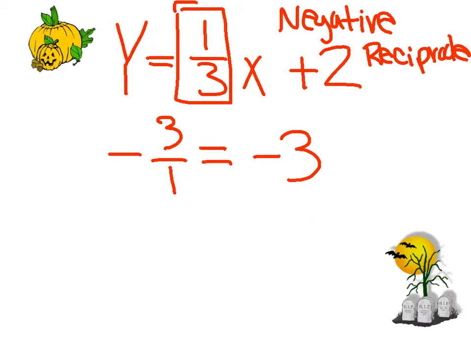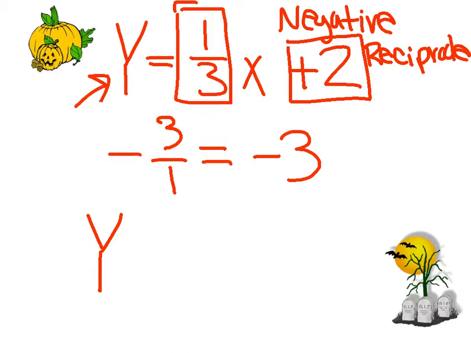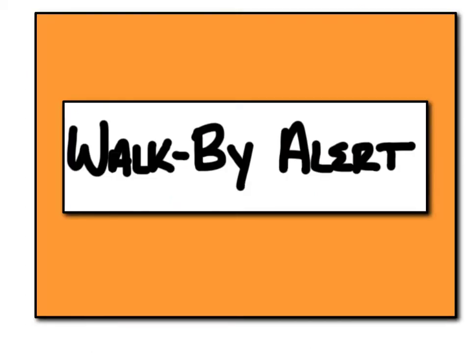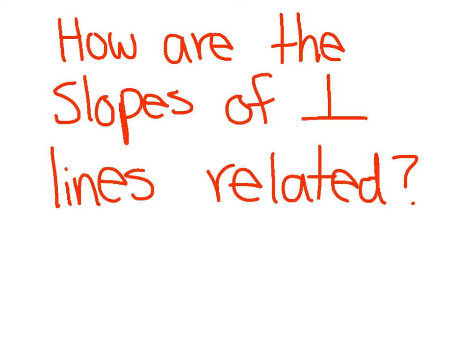And like the parallel lines, it does not matter if the y-intercept is 2, if it's 5, whatever it is, it's going to be perpendicular to this line. So an equation that is perpendicular to this line right here would be y is equal to negative 3x plus whatever we want. I'll just make it 4. Okay? Alright, let's have another walk by.